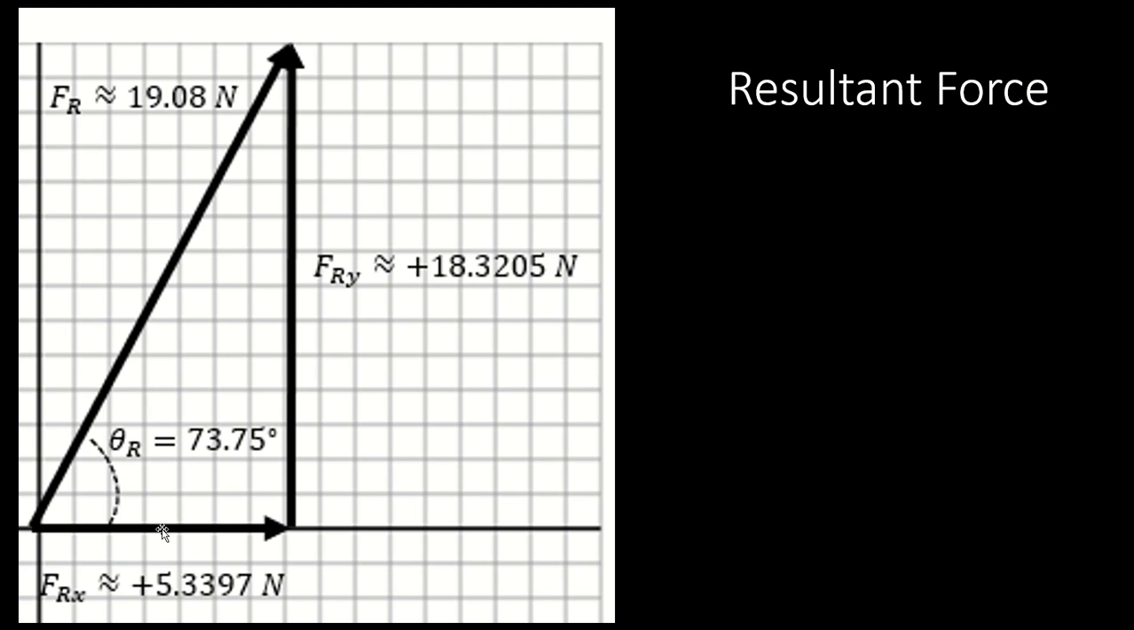Again, it doesn't matter if we draw the x or y component first. For example, if we had our y component, it would be around here. And then from the head of that, we would draw the tail of the x component, which would still lead us here. And the tail of the first component to the head of the last component still gives us a resultant pointed up and to the right. We would give it its value, which if we want to round it, is about 19.08 newtons. And we have to include the angle between the x-axis and our resultant, which in this case would be 73.75 degrees.